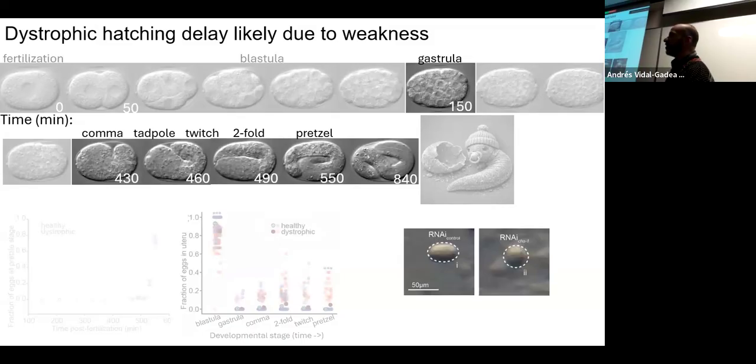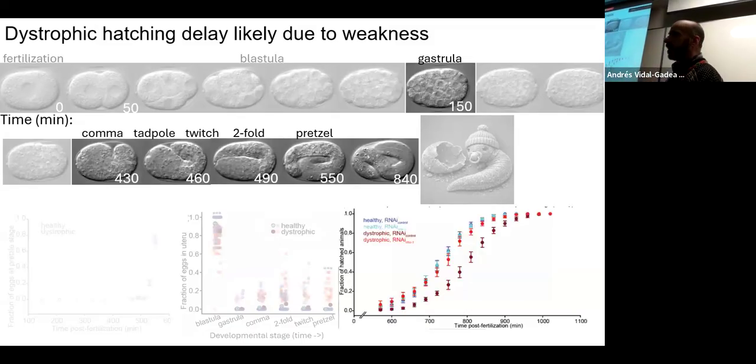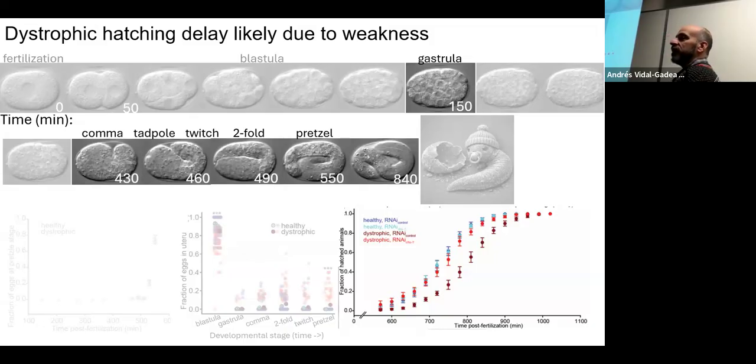If it's not there, it loses that structure. It just becomes like a ball, right? And lo and behold, when we did that, there was no effect on wild type animals, but it basically completely rescued the hatching time on the dystrophic animals. So that hatching delay was explained by that lack of strength of the animals to hatch, basically, right?